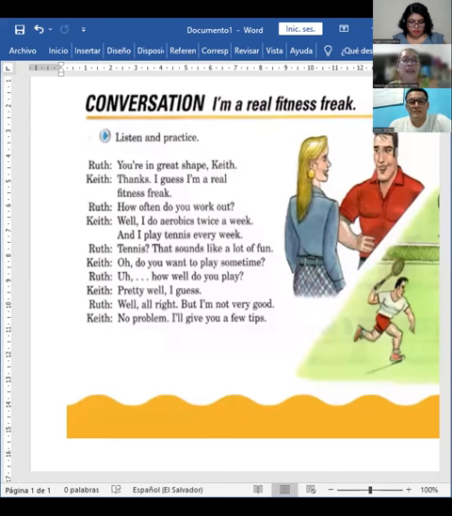Kate. Okay. You're in great shape, Kate. Thanks. I guess I am a real fitness freak. How often do you work out? Well, I do aerobics twice a week, and I play tennis every week. Tennis? That sounds like a lot of fun. Do you want to play sometime? How well do you play?